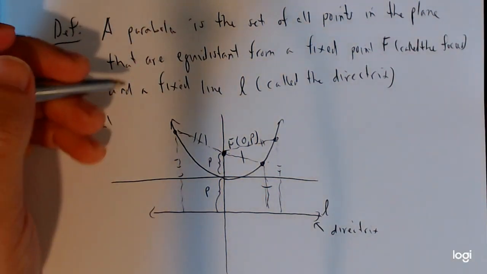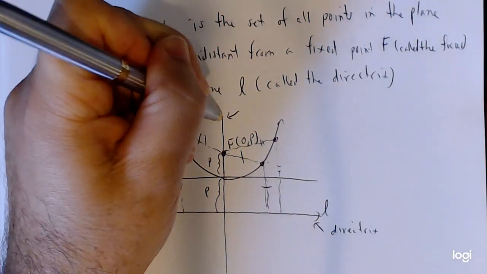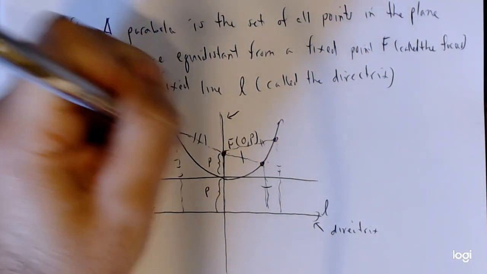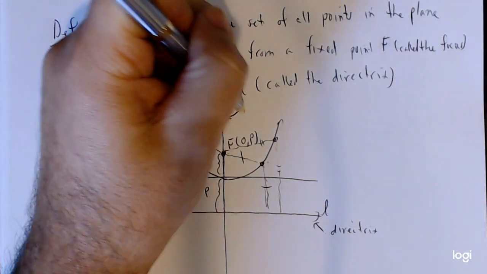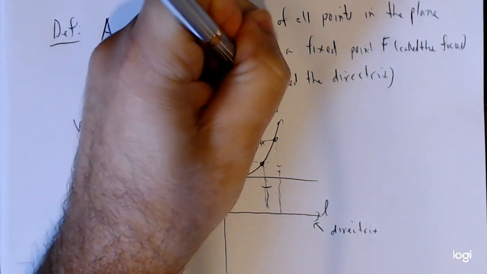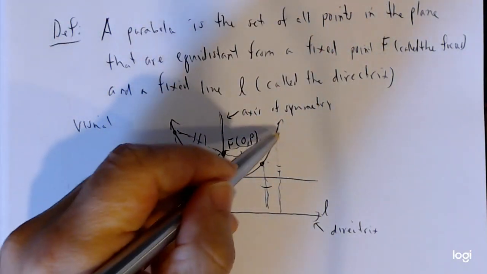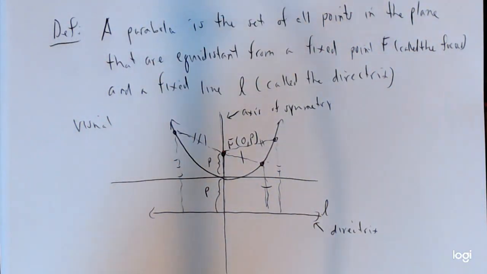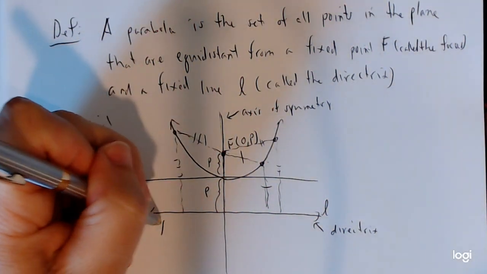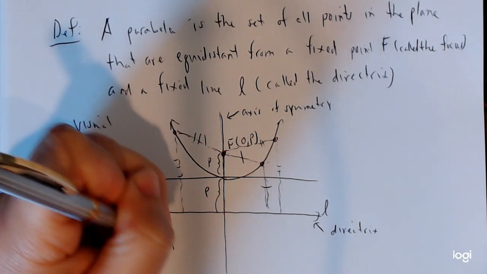Okay. One other comment I want to make is this axis right now, which is the y-axis. Notice how it cuts the parabola in half. This is known as the axis of symmetry, for obvious reasons, right? Because if I reflect the parabola off of this line, I'll get itself back. So it is symmetric that way. And then, of course, this is a horizontal line, which is y equals negative p.